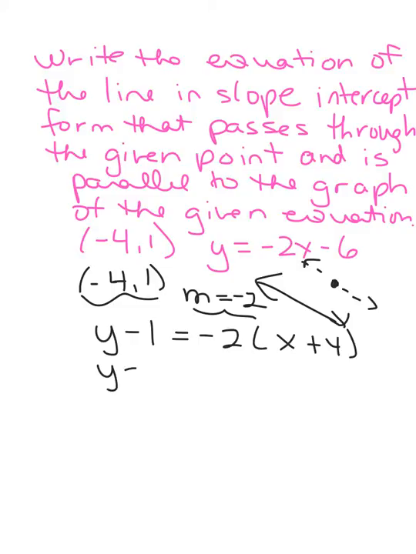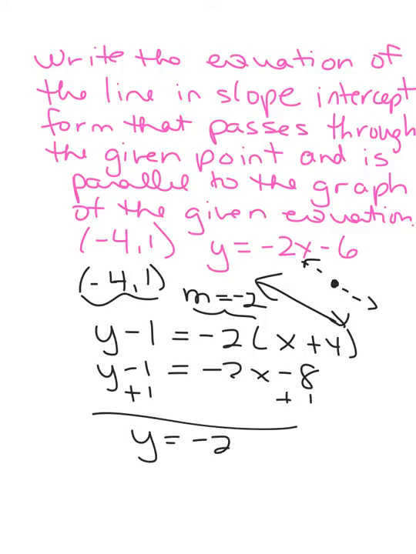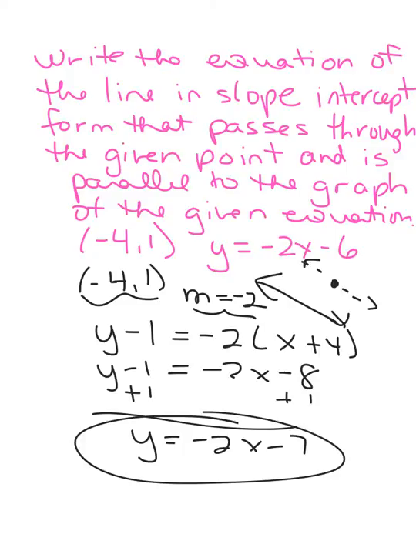And I'll distribute, so I have y minus 1 is equal to negative 2x minus 8. I'll add 1 to both sides. So I have y is equal to negative 2x minus 7. That's the equation of my line in slope-intercept form that goes through my given point and is parallel to my given line.